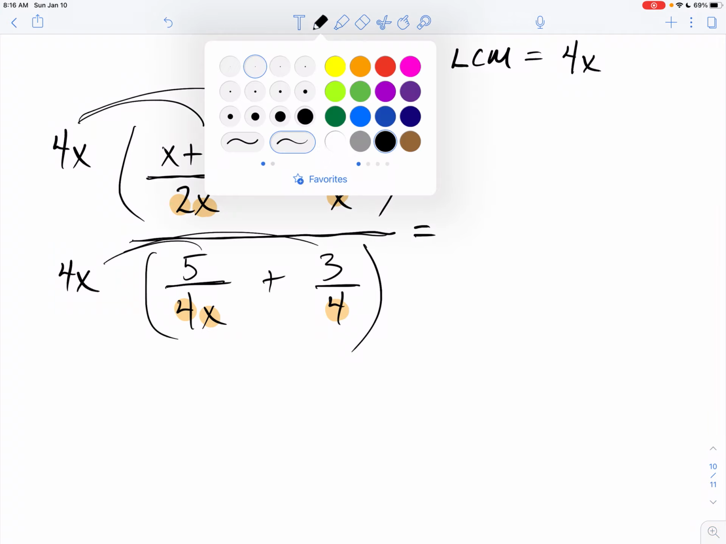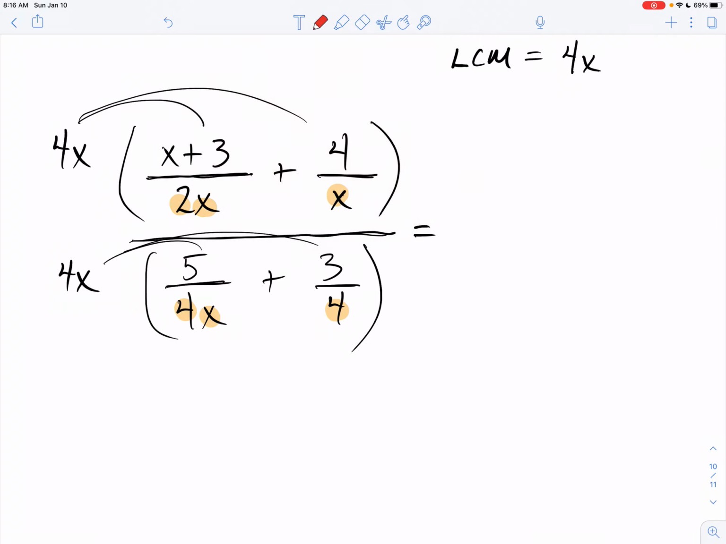Okay, I'm going to go back to my red pen. 2 would go into 4 twice. x would knock out x. So in the first one, I'd get a 2 left over. But I have to multiply it by this. Plus, this x is going to knock out that x. So I'd get 4 times 4 for the second part. And that's 16. I would still need to make it pretty.